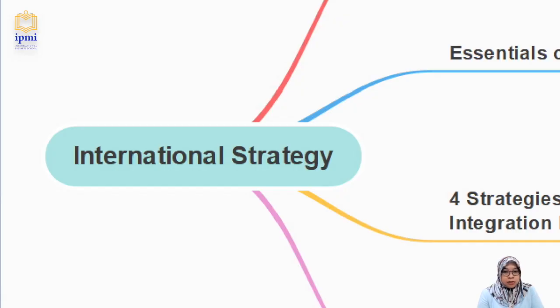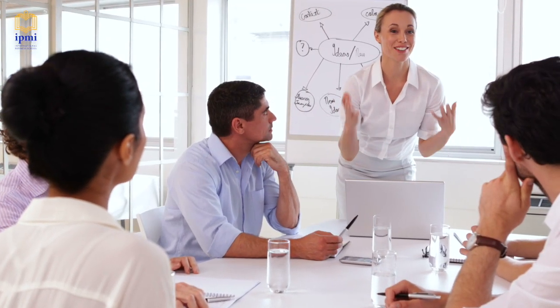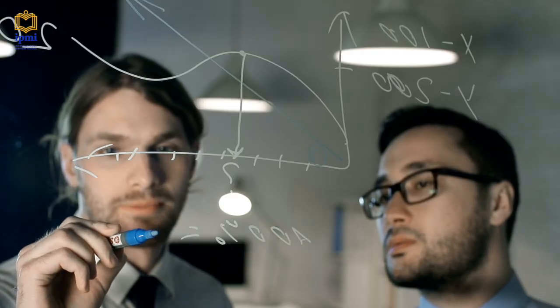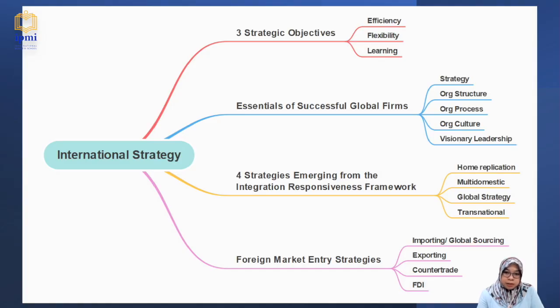Well, the next chapter is about international strategy, an important aspect of the course covering a company's plan for conducting business in the global marketplace. This includes choosing which country to do business in, deciding how to enter those markets, and adapting products and services to meet local needs. Let's start by discussing the three strategies of international strategy.